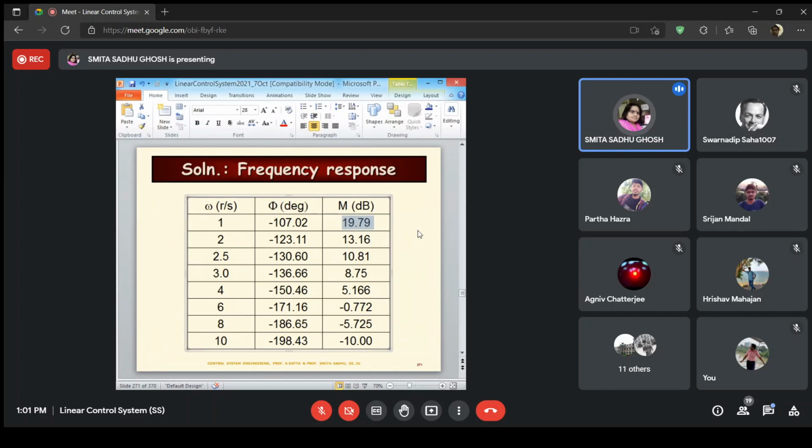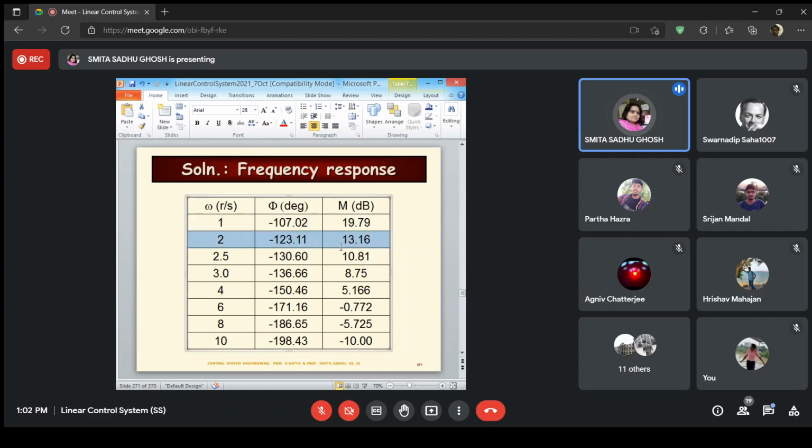So can I place my lead compensator at a frequency of 1 radian per second? No, because a lead compensator means I'm going to get some positive value of gain from there. That positive value added to this 19.79 cannot make this frequency the desired gain crossover frequency, because gain crossover frequency means that at that frequency after compensation, I want the gain value to be equal to 0. So I cannot place it at 1 radian per second.